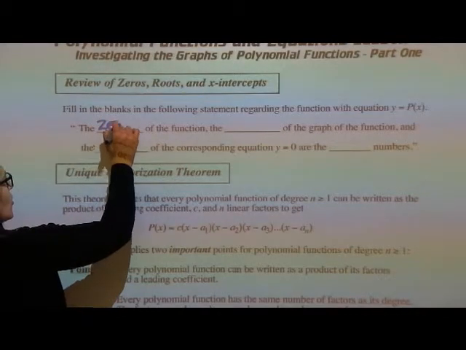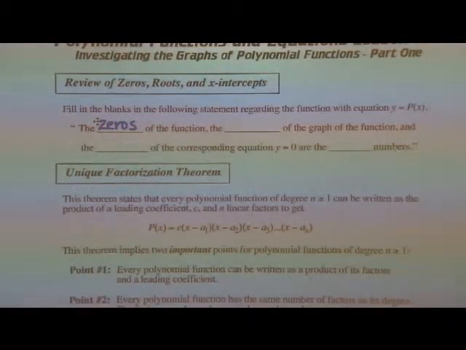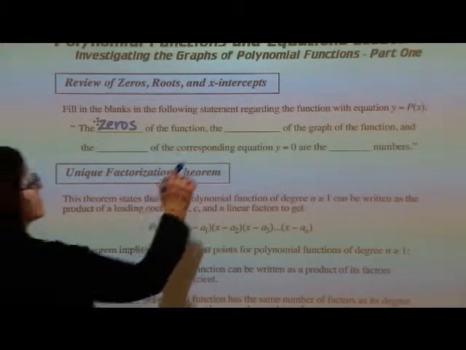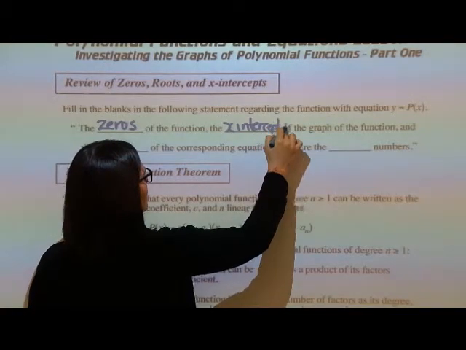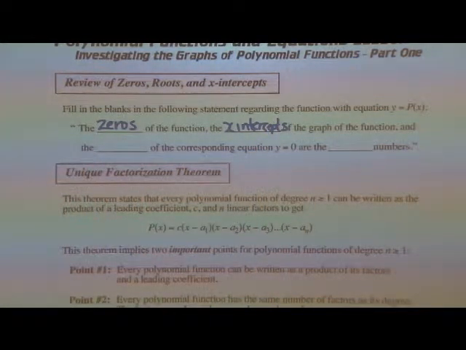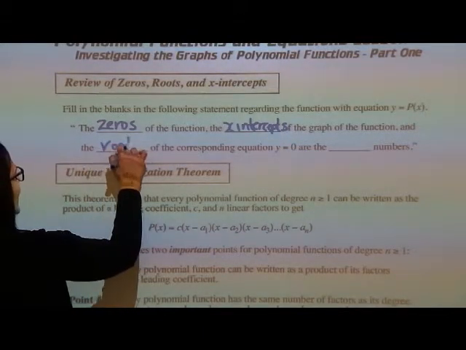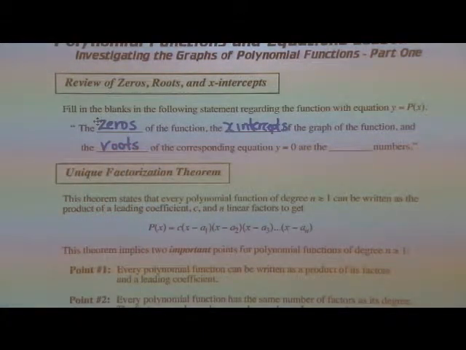The zeros deal with the function. What deals with the graph of the function? X-intercepts. And what of the corresponding equation? The roots. And what about these 3 things? The roots, the x-intercepts, and the zeros? They're the same numbers.